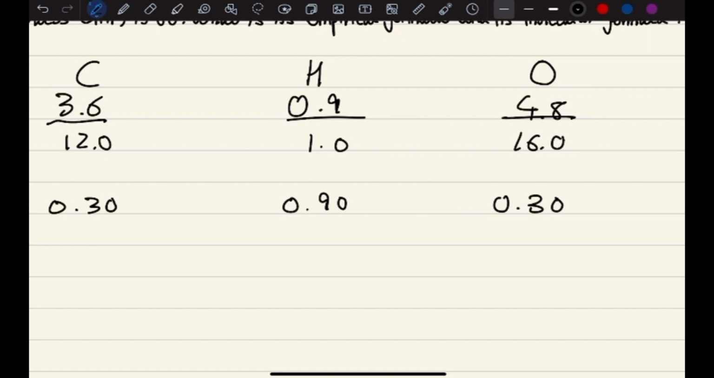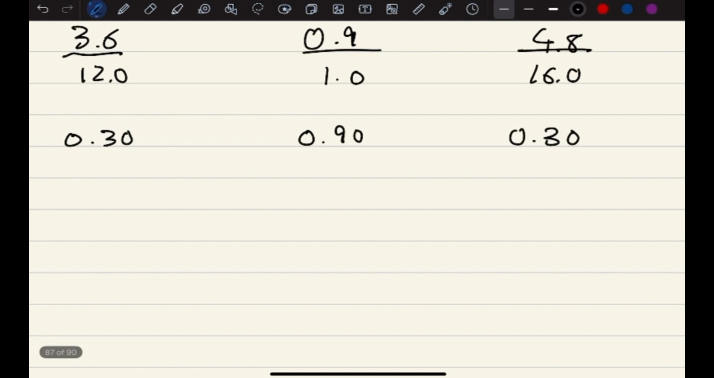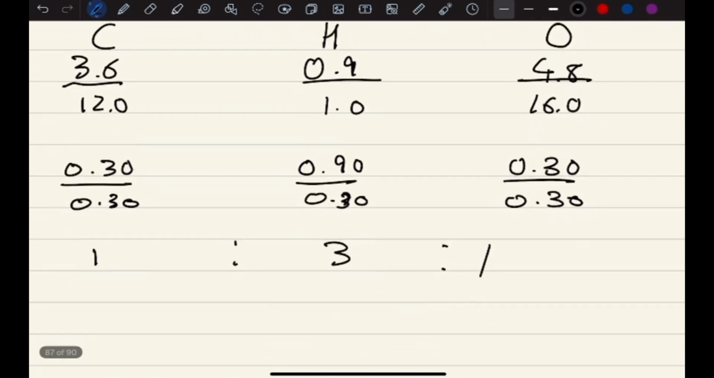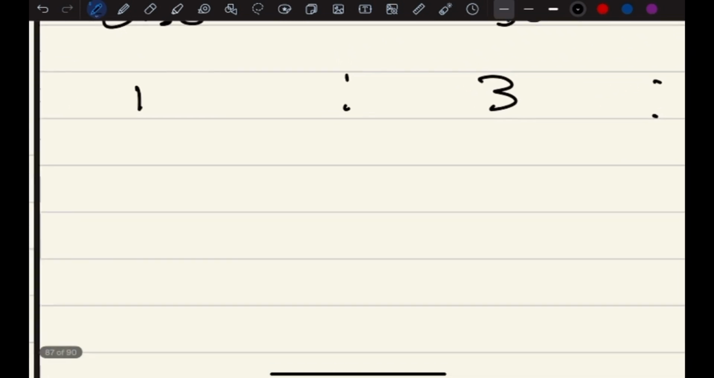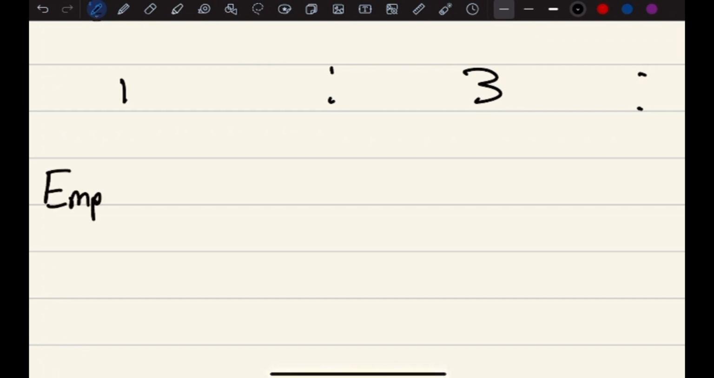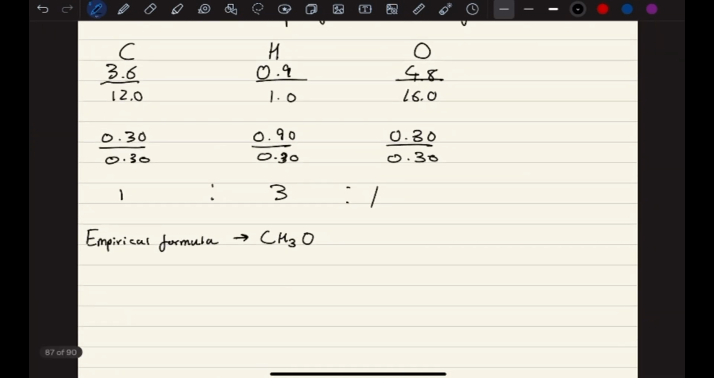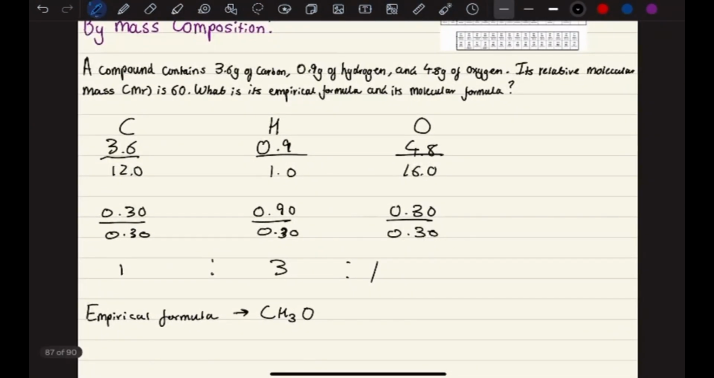So what did we say? Divide it by the smallest number of moles, which we can identify as 0.30. So everything gets divided by 0.30. And then we're going to get a ratio of 1:3:1. Yeah? Fantastic. And then that's going to help us to get our empirical formula. So the empirical formula is then going to be CH3O.